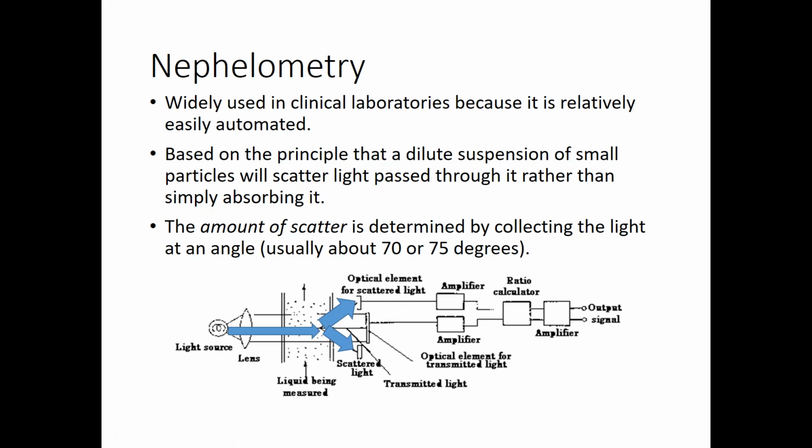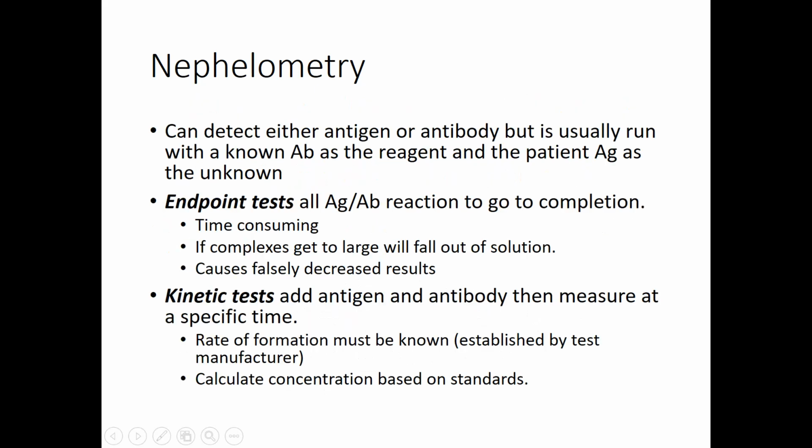reported. So it's the same concept, but instead of looking at the light that passes through, we're going to look at the side scatter for this. We're going to look at the scattered light. Nephelometry, the good news is it can detect either antigen or antibody, but it's usually run with a known antibody as the reagent and the patient antigen as an unknown.